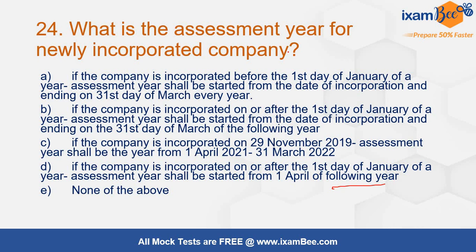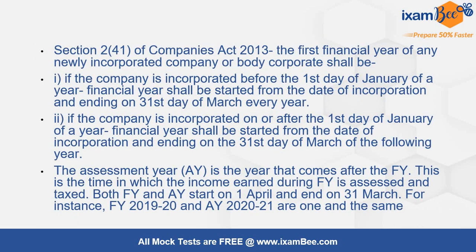Now for this you should be very clear in your concepts on how you can calculate an assessment year of a newly incorporated company. If your concept is clear, you can easily answer the question, and the correct answer is D. If the company is incorporated on 1st January or any time after that, then the assessment year shall be starting from 1st April of the following year. Section 2 clause 41 of the Companies Act says that the first financial year of any newly incorporated company or body corporate shall be starting from the following year only, that is 1st April.